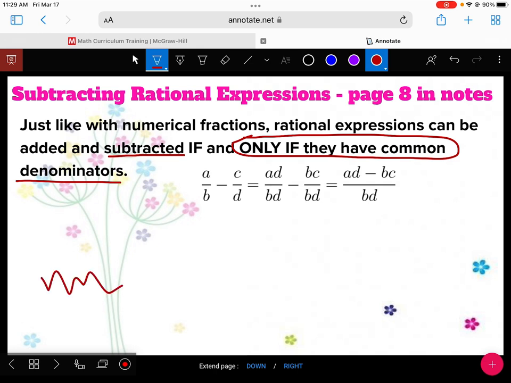There we go. This is page 8. Page 8, very back side. Last page in the packet. I missed the whole thing.